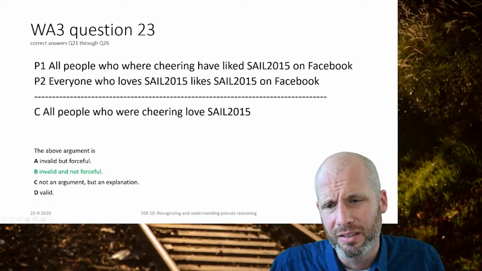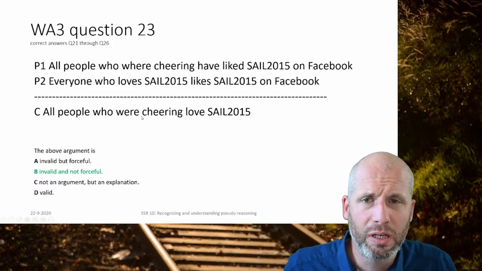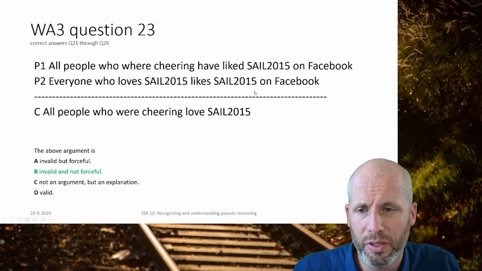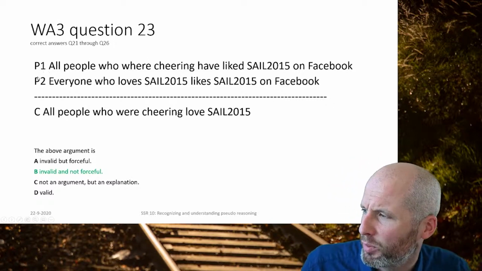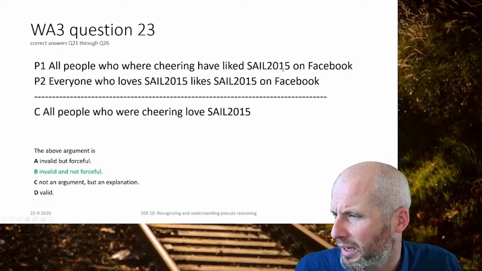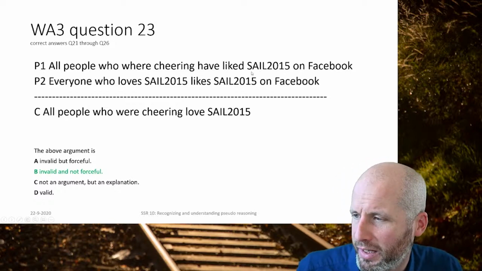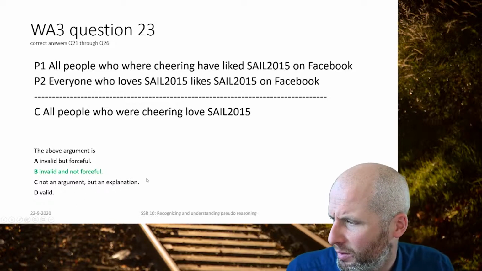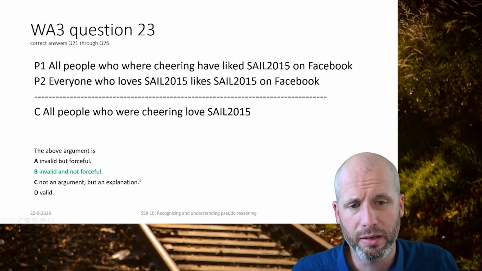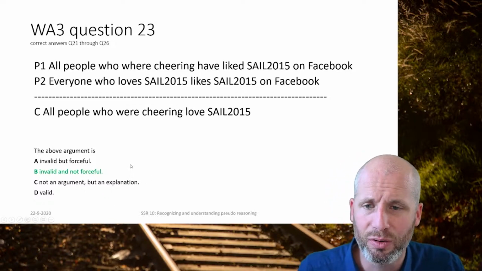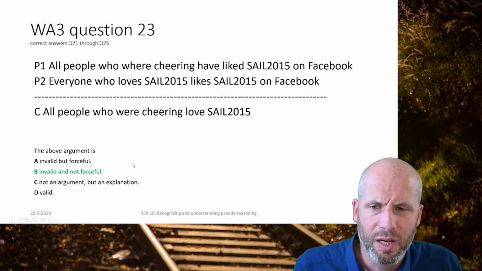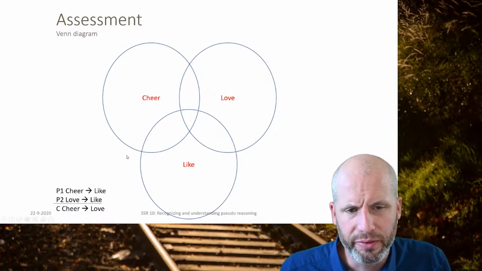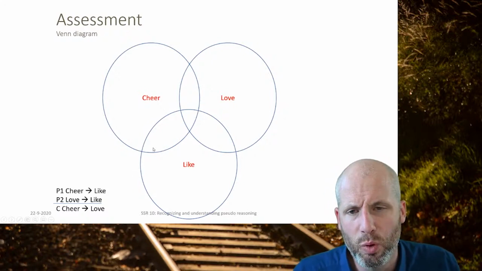And you've already seen this one, but I didn't ask you in the weekly assignment to say whether it's a fallacy of the undistributed middle, but you did hopefully realize that the argument here about people cheering and liking SEAL 2015, it's a bit of a dated question. Whether that argument was valid or forceful, and hopefully you concluded that that argument was invalid and not forceful, because it's an example of the same. So you could also use the Venn diagrams that we talked about on Friday to see why it is invalid, right?